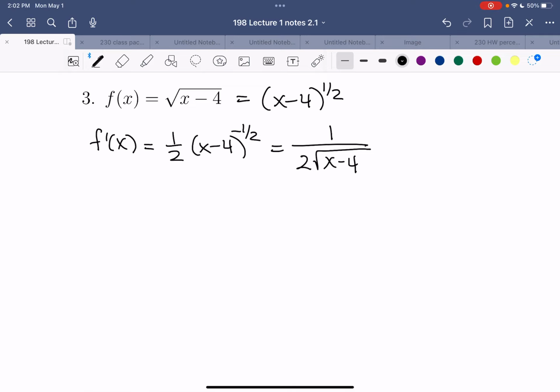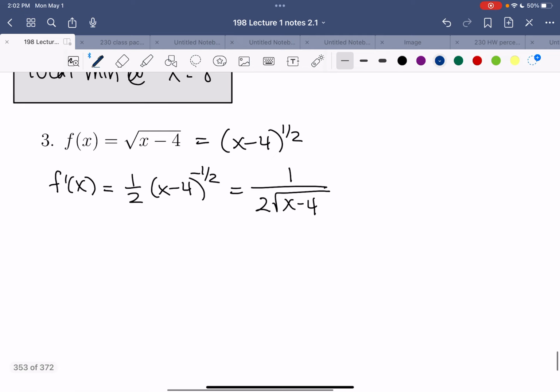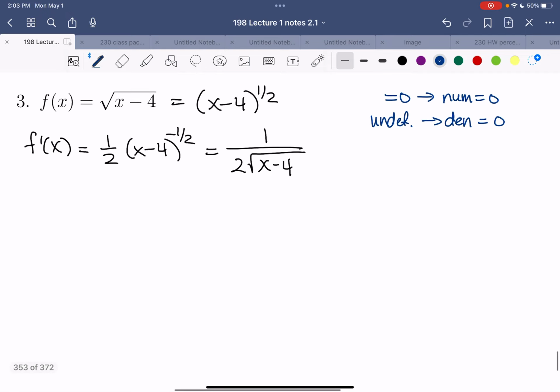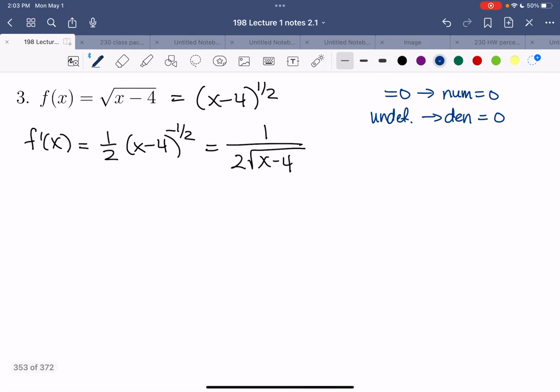Now, here we've got a fraction, and we haven't dealt with that before. So let's take a look at that for a second. When you think about a fraction, if a fraction is going to be equal to 0, 0 divided by 4 is 0, 0 divided by 7 is 0. So the key thing is that if you're setting it equal to 0, you want the numerator to be equal to 0. Being undefined means that your denominator is equal to 0. So when you're working with a fraction and finding critical points, you want to set both the numerator and the denominator equal to 0 to find your x values.